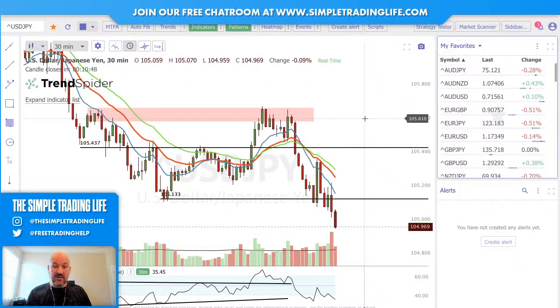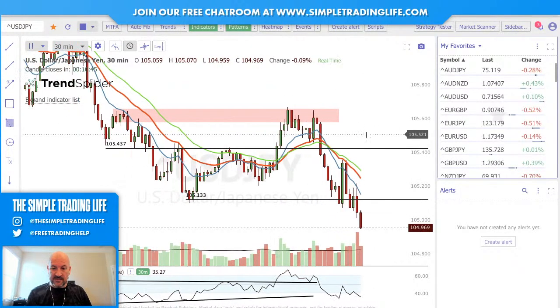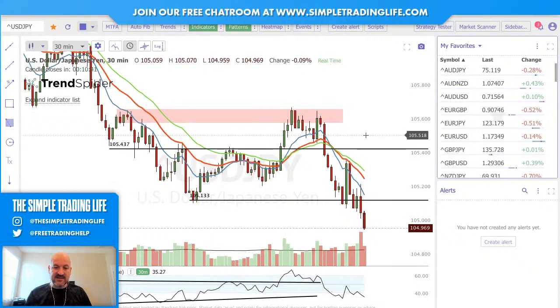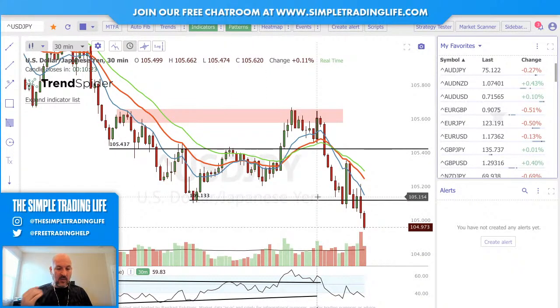All right, so last night, one of the people in my room, one of our members, had asked my thoughts on what I thought about USD JPY. Look over here, USD JPY. So it's the dollar yen. And at the time, okay, we were right over in here. This is where price was, and you can see it looked like it might be trending down a little bit, but was it really? Okay, was it really?